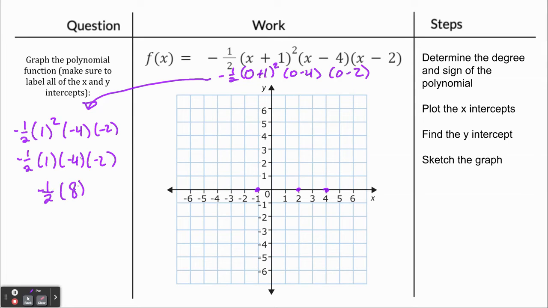So I get -1/2 times 8. What that gives me is -8 over 2, or -4. So my y-intercept, when x is 0, y is -4.